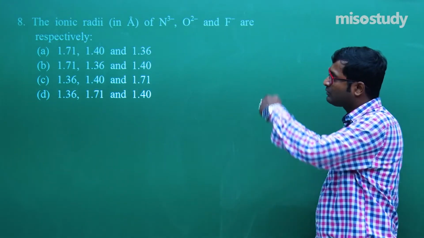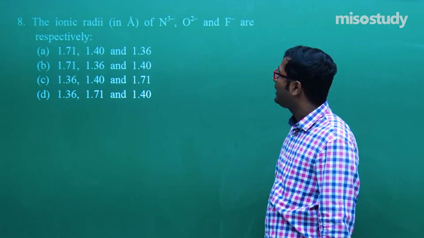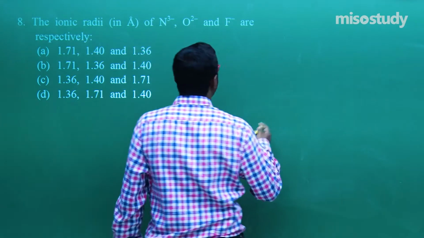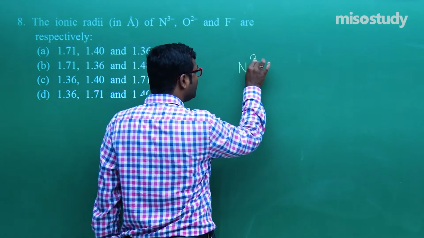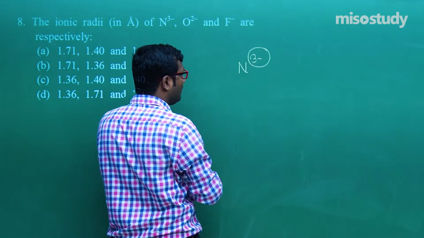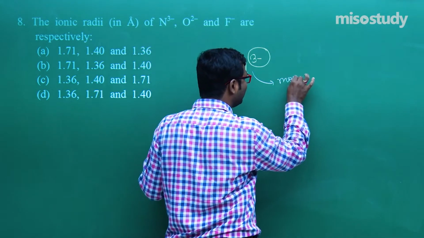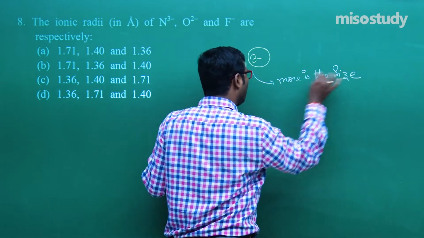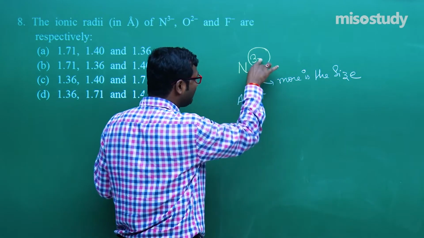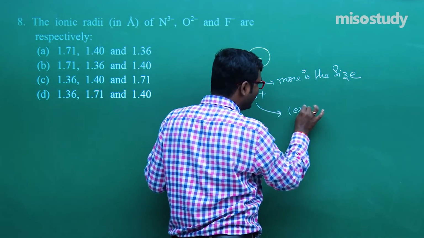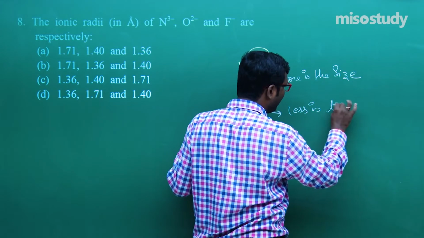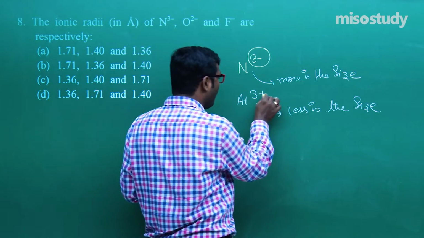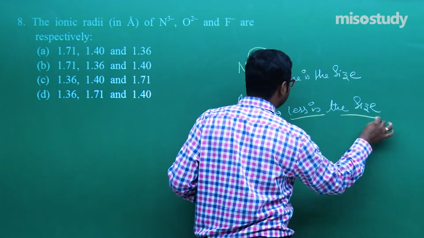Now, look at question number 8. The ionic radii of N3 minus, O2 minus and F minus. Tell me what will happen in this case. As we know, more the negative charge, more is the size. This is the theory. Again I am repeating. More is the negative charge, more is the size. More is the positive charge, less is the size.